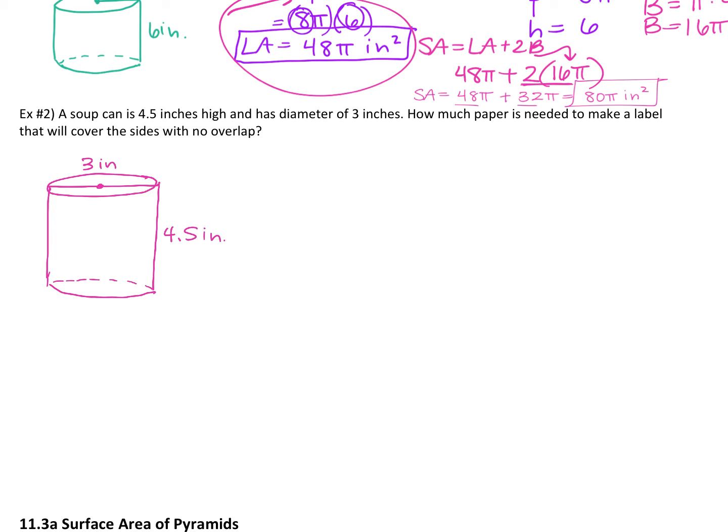Okay, so if we're looking for lateral area equals P times H, then what is P? 3 pi, right? Pi times the diameter. They gave it to you as a diameter, so don't double it, right? It's already a diameter. So it's 3 times pi for P. What's H? 4.5. Okay. Now here's the deal. Normally on a problem that's a word problem like this where it's an actual soup can, what do we usually do?